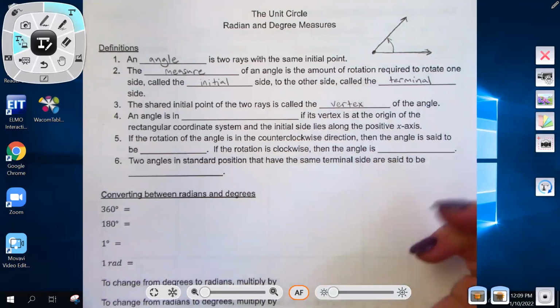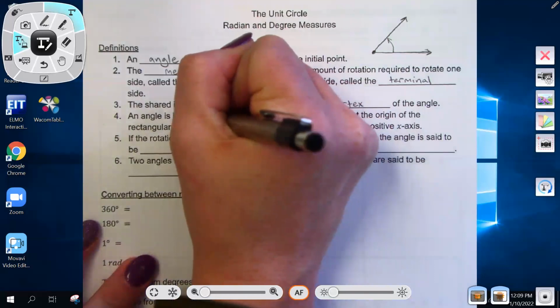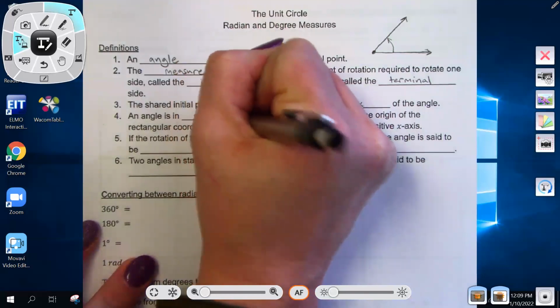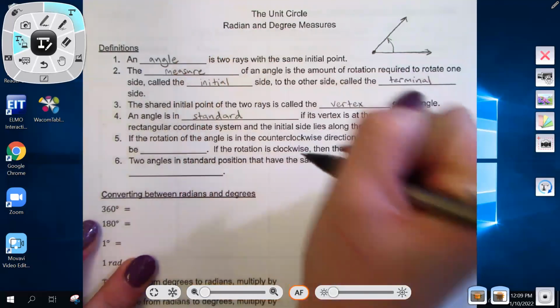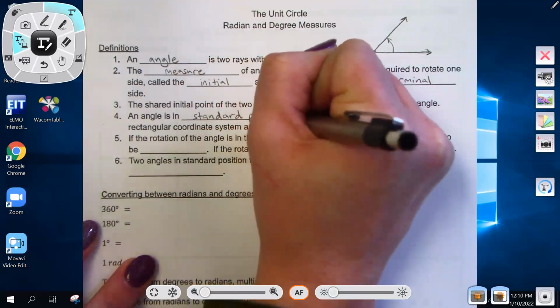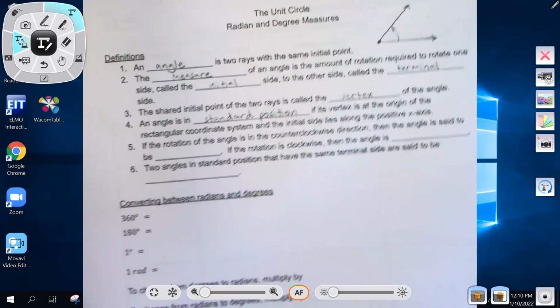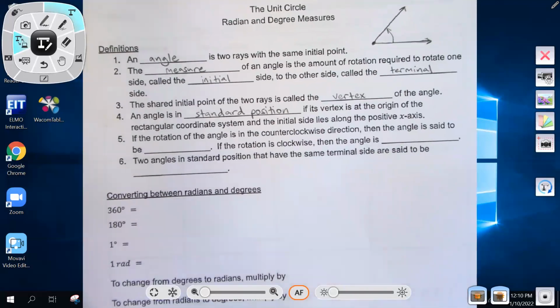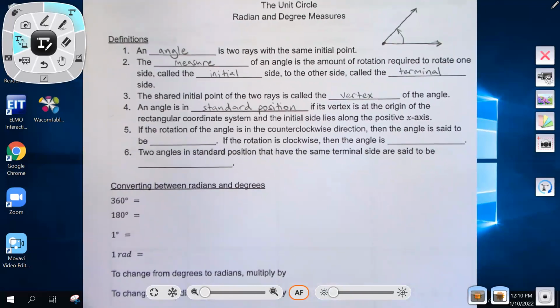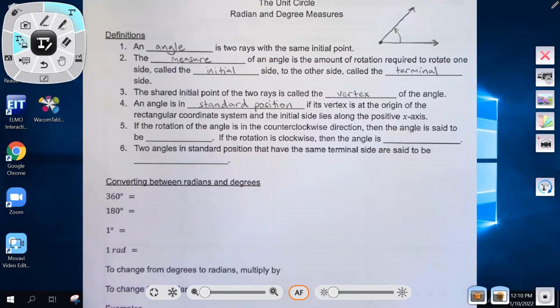Number four, an angle is in standard position if its vertex is at the origin of the rectangular coordinate system and the initial side lies along the positive x-axis.